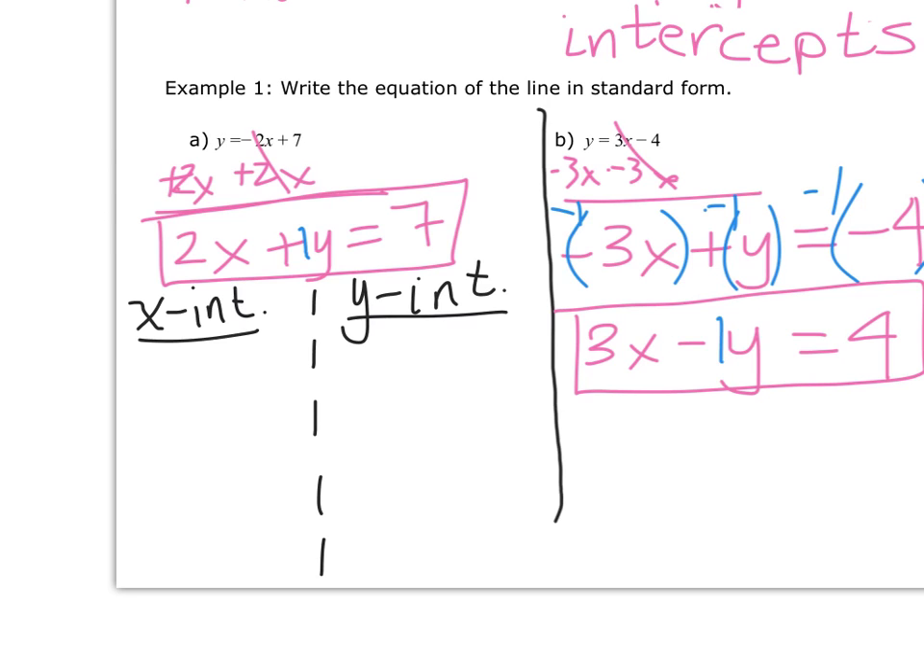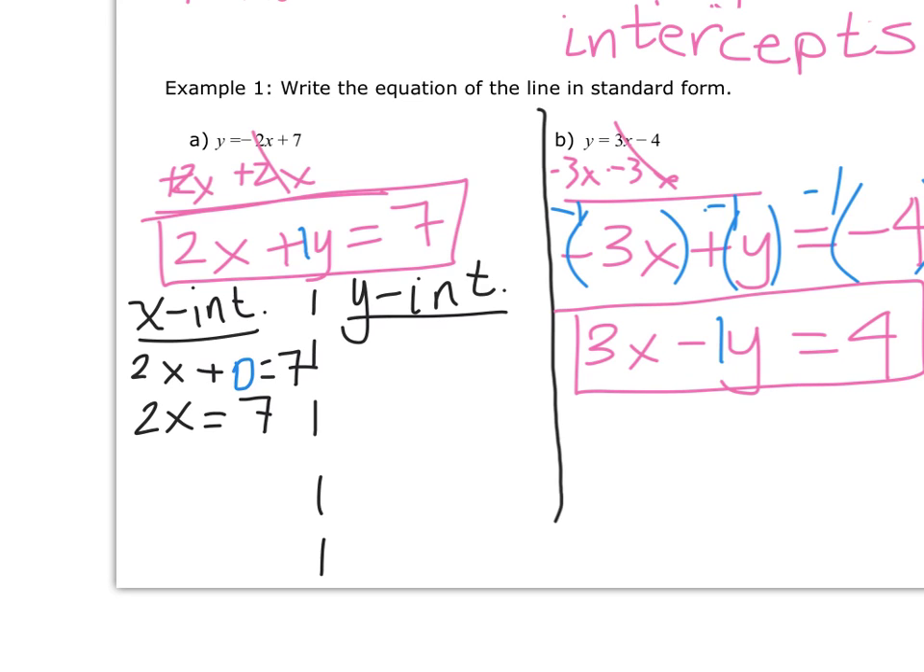All right. So remember, when we have an X intercept, that's when the graph crosses the X axis. So what's that Y value? 0. It's always 0, right? So to find the X intercept, I'm going to plug in 0 for Y. So here I'm going to say 2x plus 0 equals 7. So then, well, that's just 2x equals 7, right?